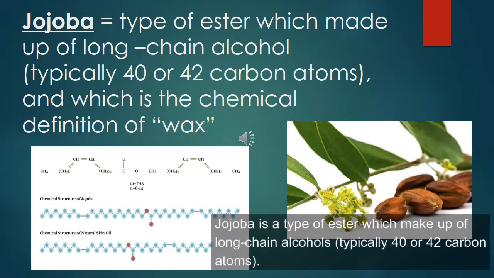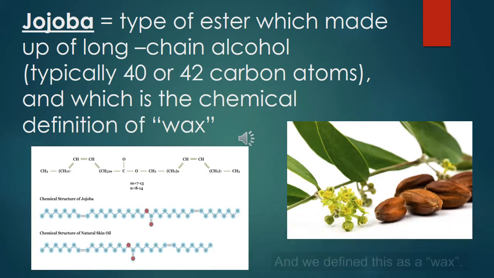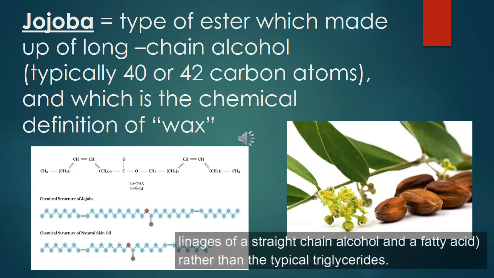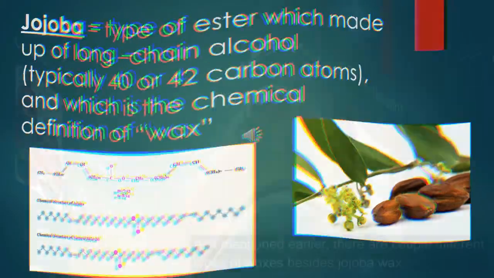Jojoba is a type of ester which is made up of long-chain alcohols, typically 40 or 42 carbon atoms, and we define this as a wax. Jojoba oil is chemically different from other oils because it is composed of esters, linkages of a straight-chain alcohol and a fatty acid, rather than the typical triglycerides.